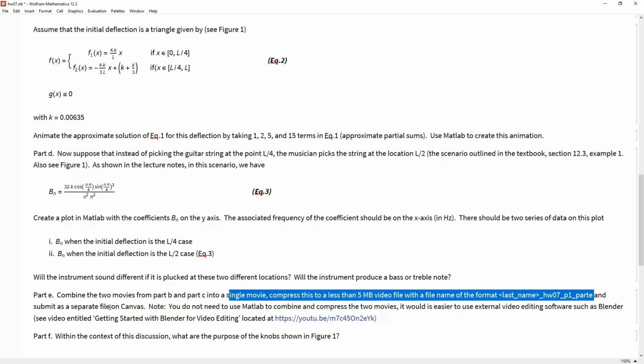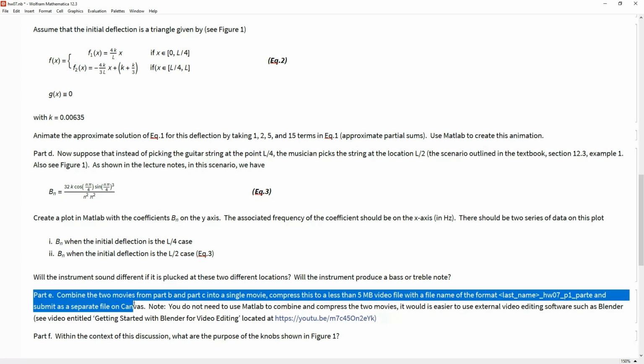So this week's homework, you actually have 2 deliverables. One is the PDF like always: you write all this up and submit a single PDF. But now there's a second additional deliverable, and that's part E, where you need to combine your two movies into one.